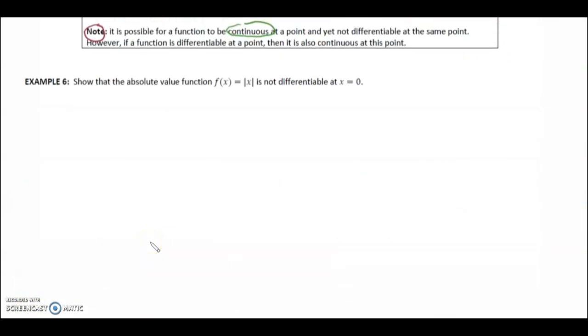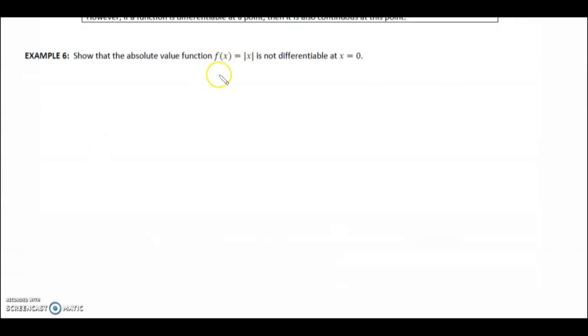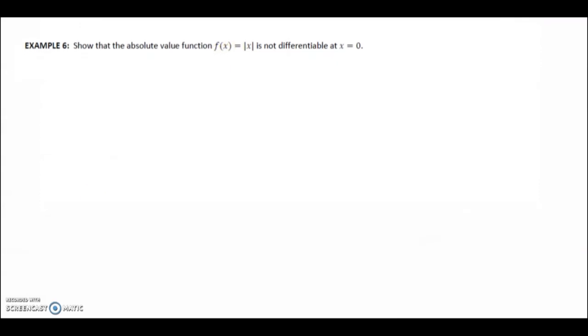All right, example 6. Show that the absolute value function, f of x equals the absolute value of x, is not differentiable at x equals 0. As a recall of the absolute value, these two bars beside x mean absolute value. If you can recall the graph of an absolute value function, it is two lines that are always positive. So it is a piecewise function.